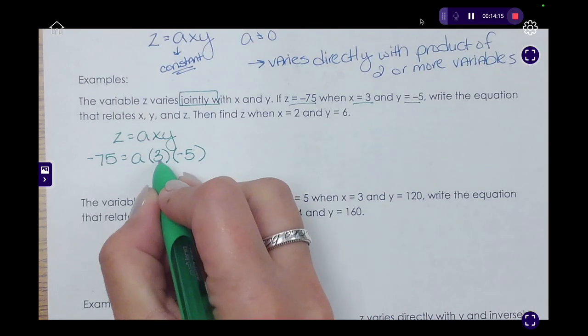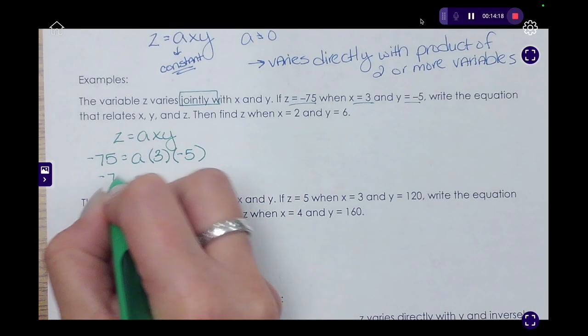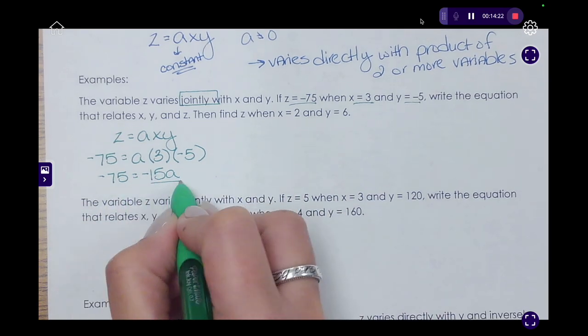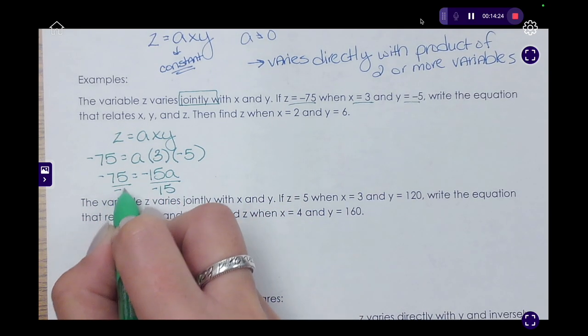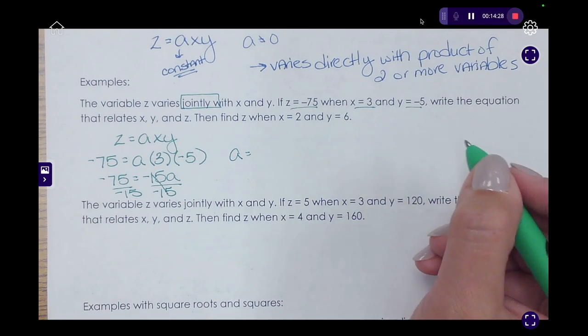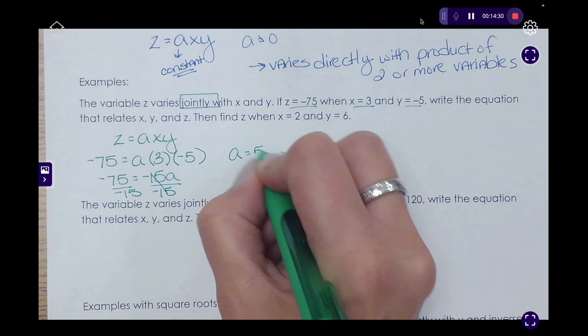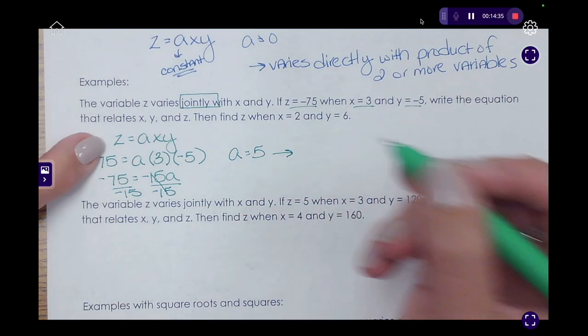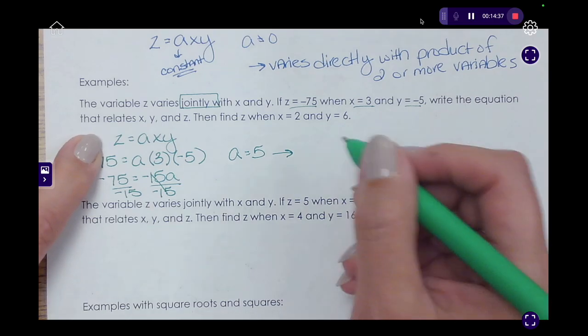So now I'm going to multiply. 3 times negative 5 is negative 15. And then to figure out what a is, I'm going to divide by negative 15 on both sides. So here, when you divide by negative 15, you know your a value is 5. So now I can write my equation. So remember my equation, I'm going to have this variable in it.